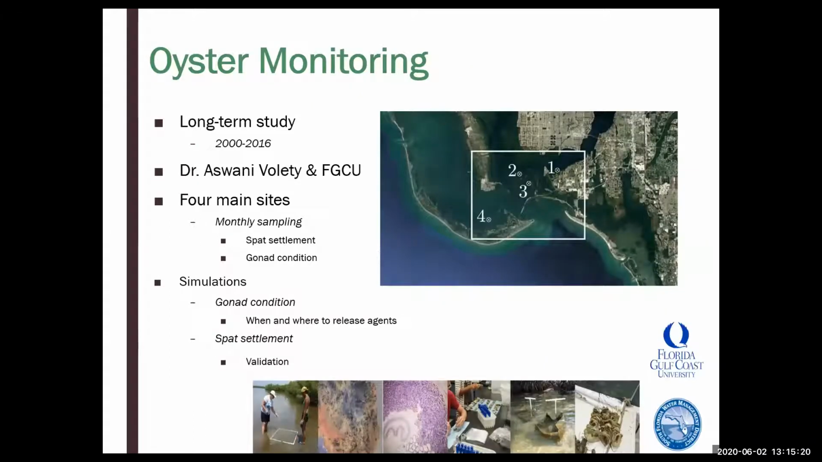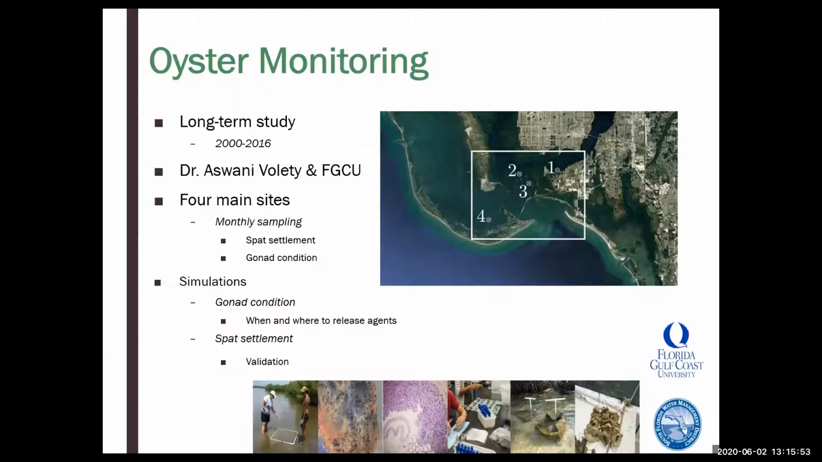So in order to validate our larval transport simulations, we utilized oyster spat settlement and gonad condition data collected during a long-term study performed by Dr. Swani Vleddy and various other people from FGCU. The monthly sampling took place at the 4 sites shown in that larger figure, with those sites representing the salinity gradient within San Carlos Bay. And site 1 was also the existing extent of oysters at the time.